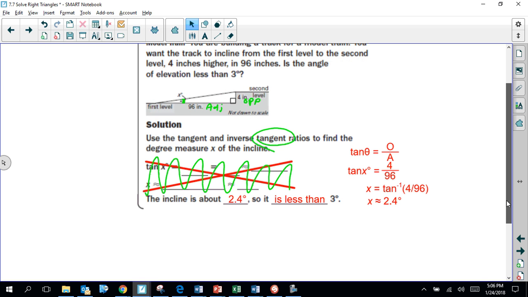That's why I say tangent of theta is opposite over adjacent. Substitute the stuff that we know. We're looking for x, so I put x in place for theta, and 4 over 96 for opposite and adjacent.